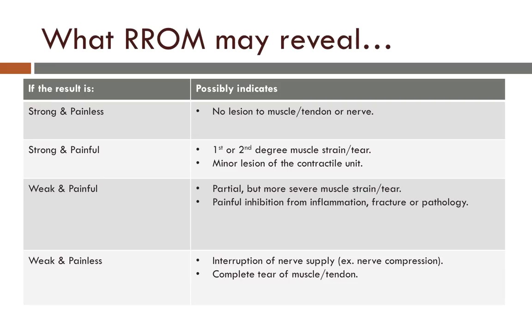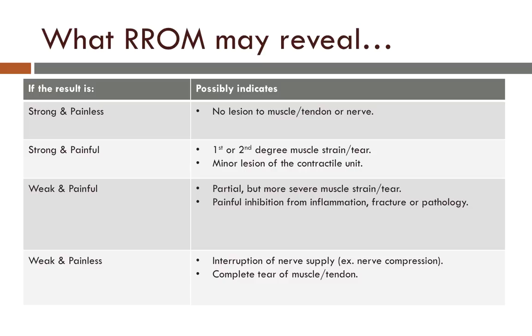What might resisted range of motion reveal to us? Once you've performed your movement, if you determine the movement to be strong and painless, then there's no lesion to the muscle, tendon, or nerve. If you've determined the movement is strong and painful, then there's possibly a first or second degree muscle strain or tear. This is a minor lesion of the contractile unit.